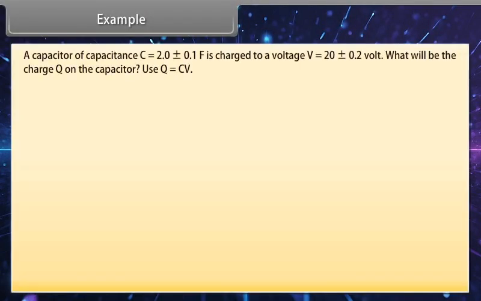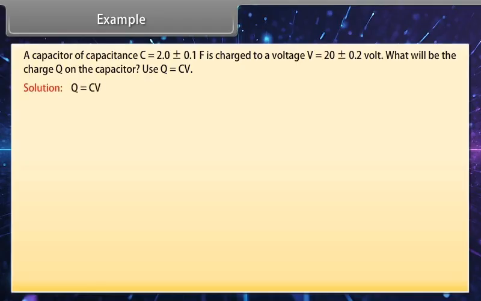A capacitor of capacitance C equal to 2.0 ± 0.1 microfarad is charged to a voltage V equal to 20 ± 0.2 volt. What will be the charge Q on the capacitor? Use Q = CV. Let us see the solution.